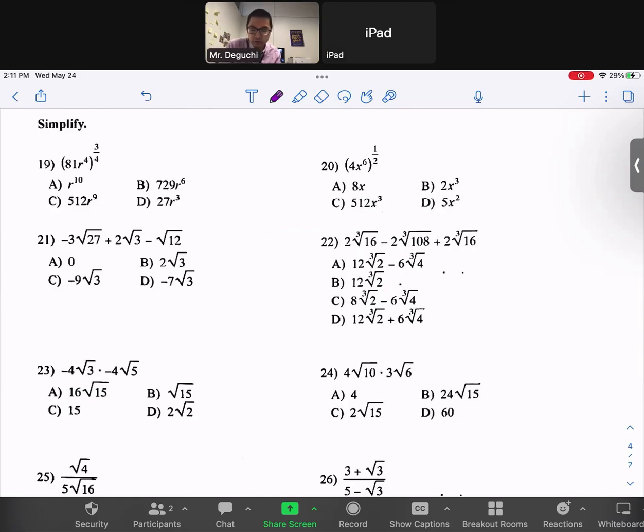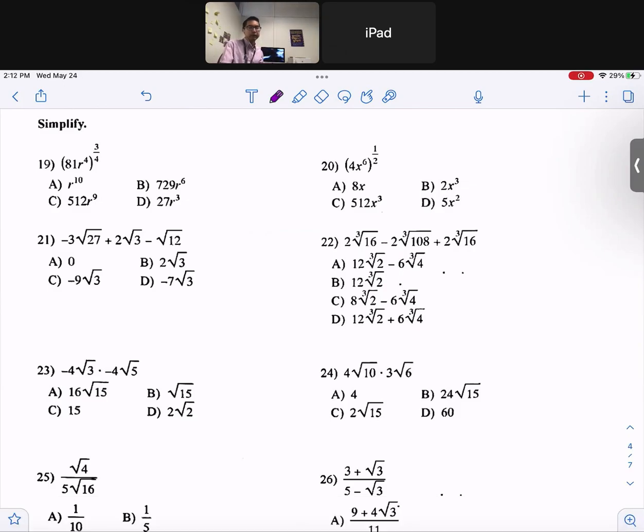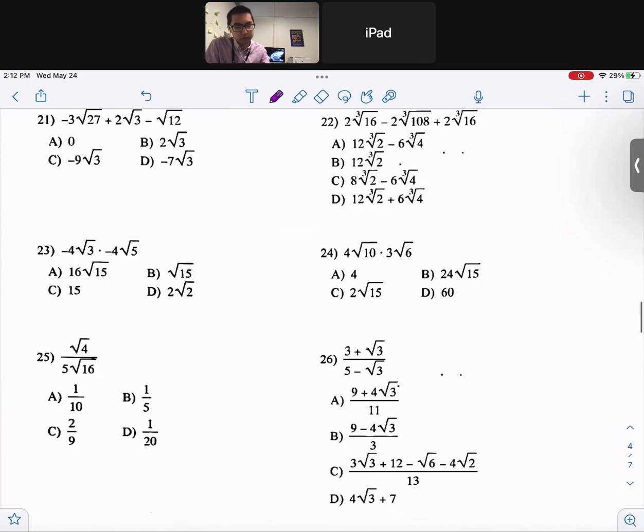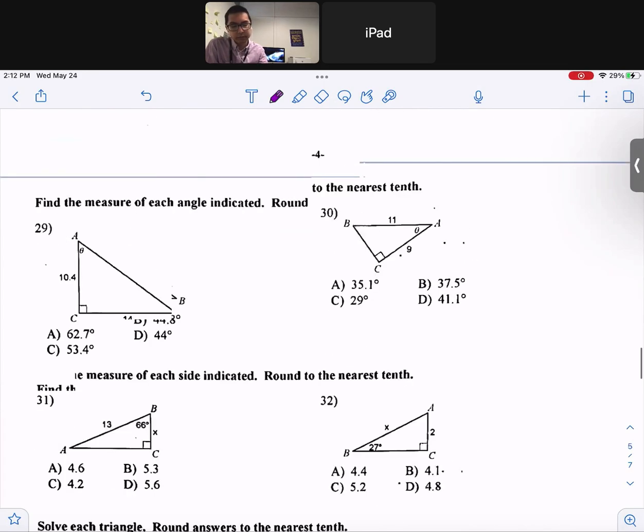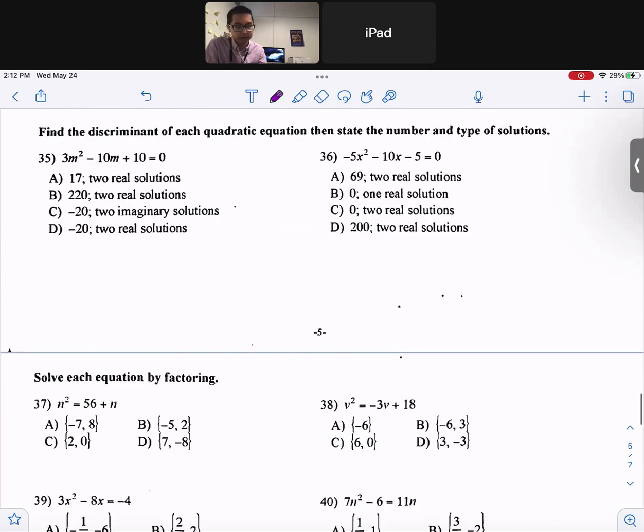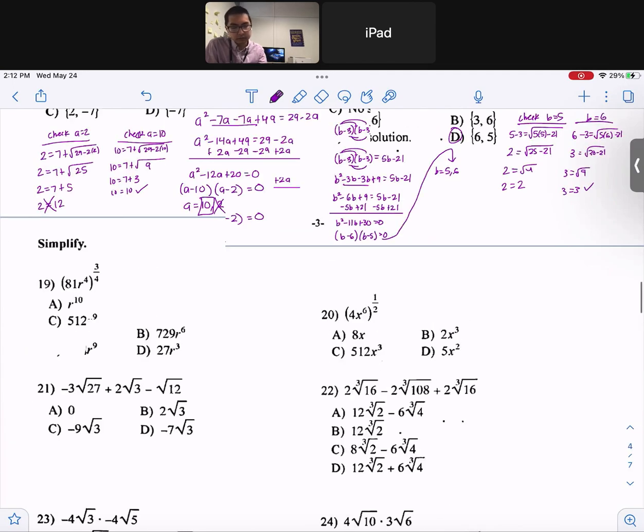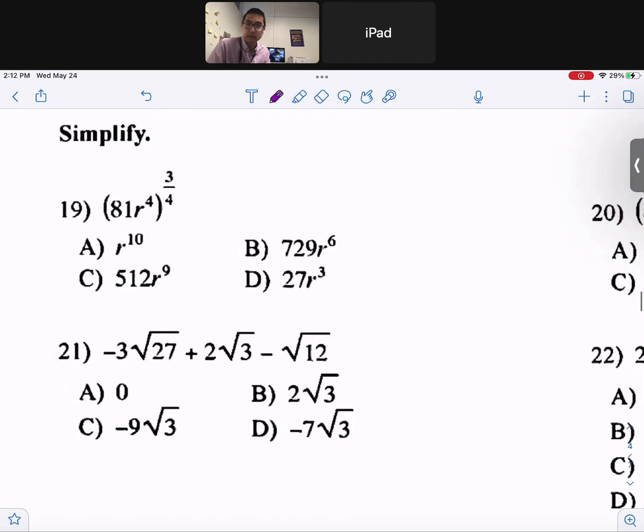Hey guys, so here's part 2 of your guys' spring final. This has to mostly do with radicals, trig, and then a bunch of factoring and discriminant stuff. So, let's begin. Okay, 19.